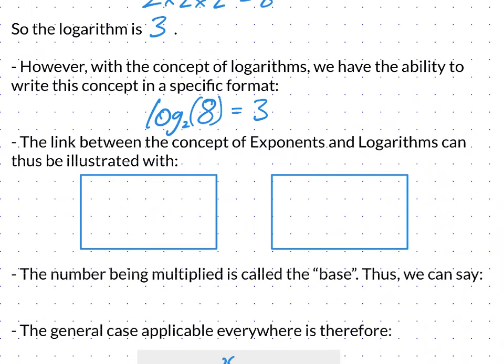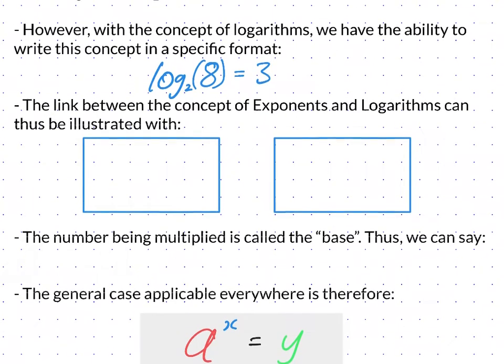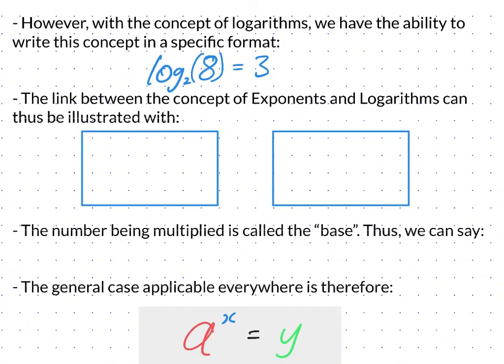So that lets us confirm or illustrate the link between exponents and logarithms like so. The base number I'm going to write in red: 2 times 2 times 2 is equal to the number of interest, which I'm going to write in green, which was 8. And the number of times I multiply together I'm going to write in blue. So that is the old, or exponent, way of writing it.